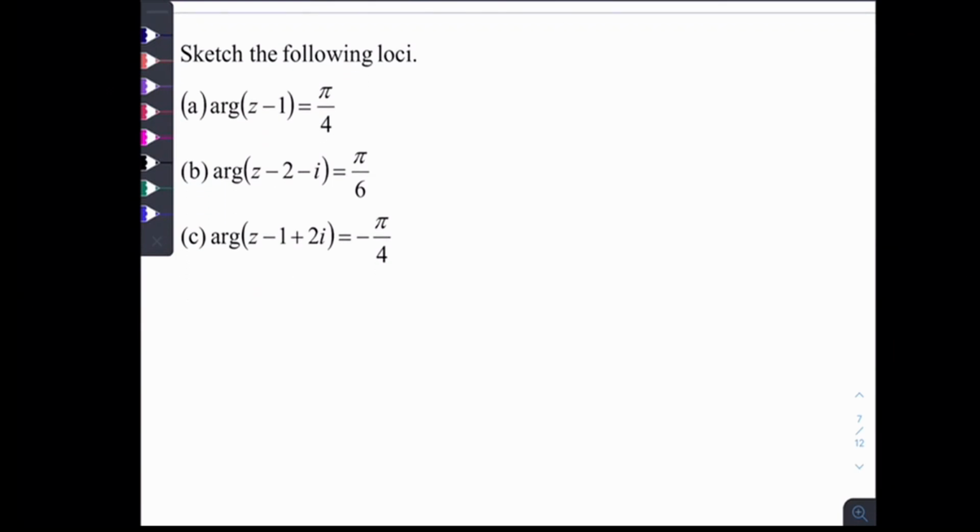For the A, you have to make sure that it's a minus here, and we start from the point 1, 0. Okay, so let's sketch for the A. We start from the point 1, 0 here and make pi over 4. Pi over 4 means it's about 45 degrees. So just label here pi over 4. So this line here will be the locus that is requested by this equation.